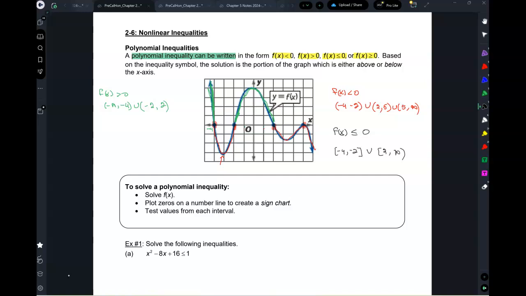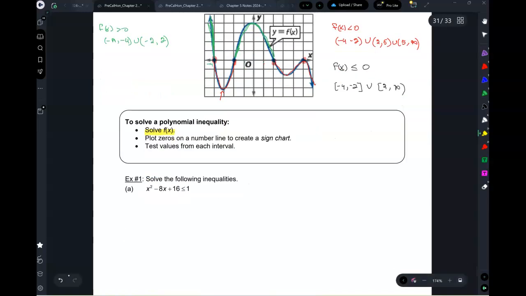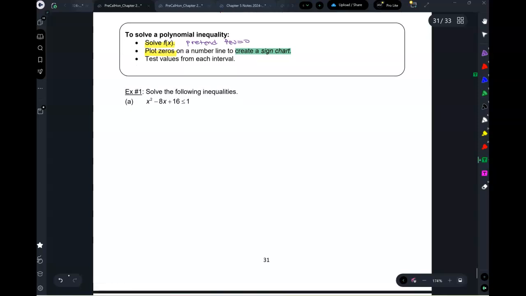All right, so how do we get to this if we have f of x? Well, you're going to first solve f of x, pretending it's f of x equals 0. You're going to plot the zeros on a number line to create a sign chart. I need to see this. And then you're going to test values from each interval. Okay, so here we go. Let's do this first one.